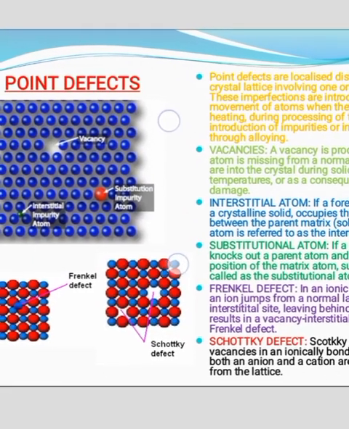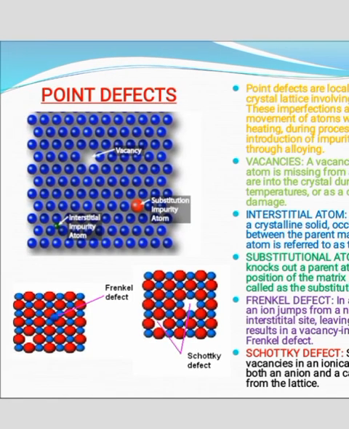Point defects. Point defect means regularly arranged atoms are replaced or some points are missing. That is the idea behind point defects. Here you see the vacancy formed. Interstitials also happen, so the regular arrangement is disrupted by the vacancy together with the interstitial.